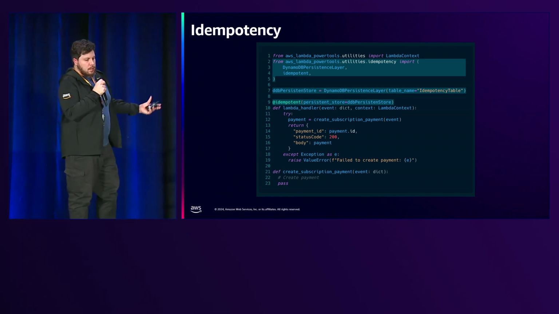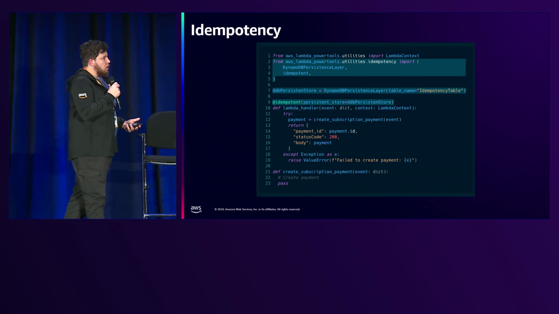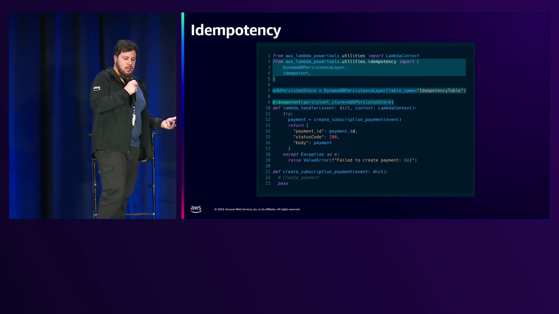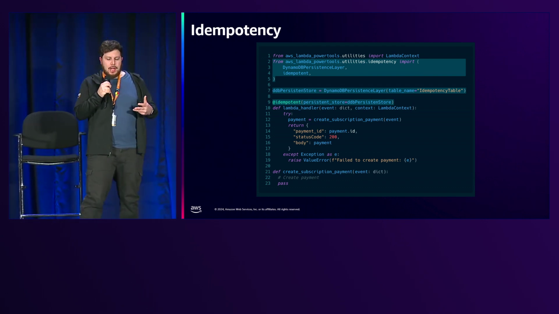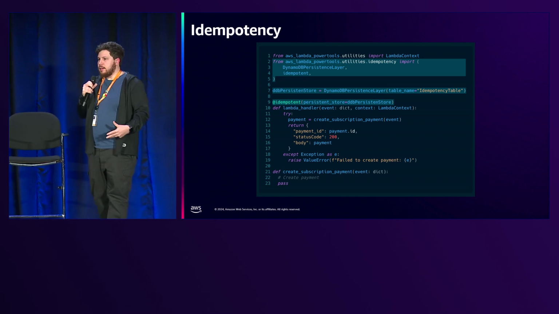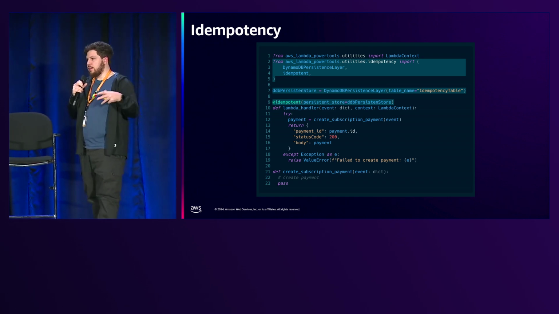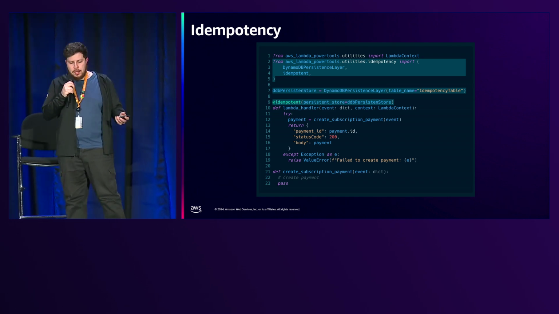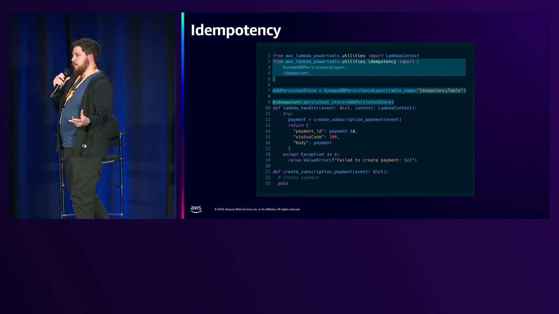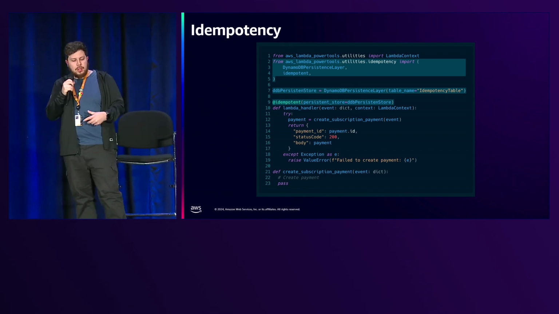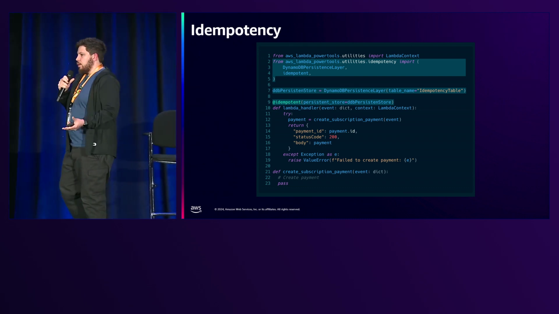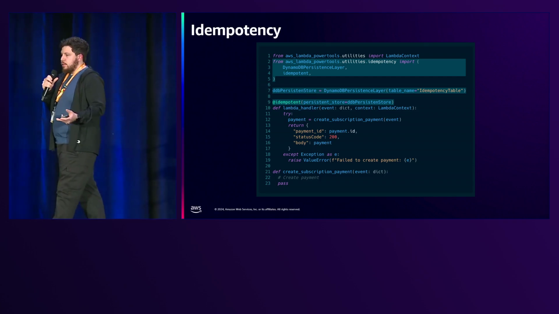This is a code example of the idempotency in action. As you see, I'm making my entire Lambda handler idempotent by decorating it. I'm instantiating a persistence layer. Like I mentioned, this is DynamoDB for this example. And I'm running the code and saving the results.